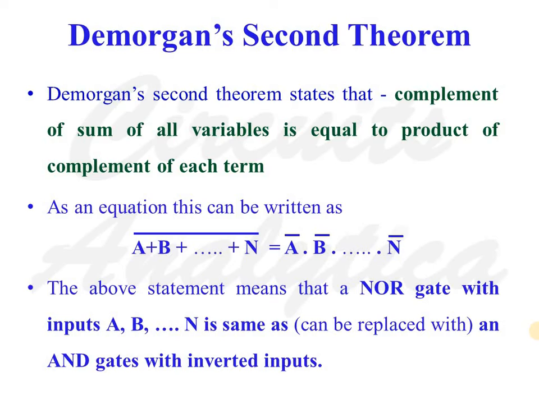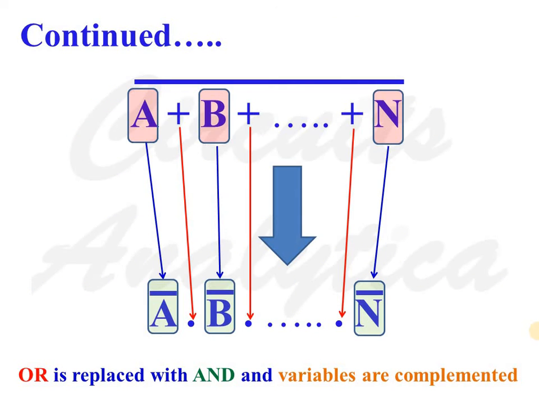n bar. The above statement means that a NOR gate with inputs A, B, etc. up to n is the same as, or can be replaced with, an AND gate with inverted inputs. So here the OR operator is replaced with the AND operator. Input variables A, B, etc. are replaced with A bar, B bar, etc.